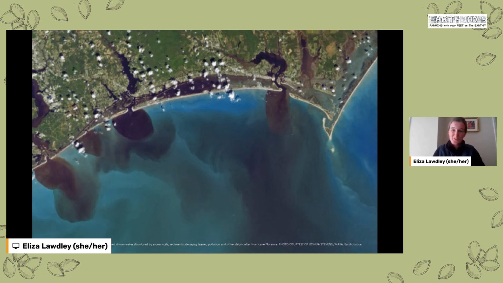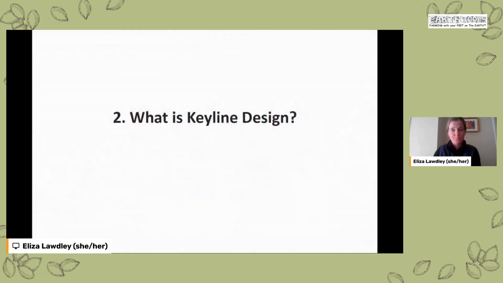I know I'm preaching to the choir for many of us. This is something we think about and talk about all the time, but this is really my training, understanding disaster planning and resilience. So what is keyline design and how does that fit into this grander problem that we have facing our farms over the next coming decades?